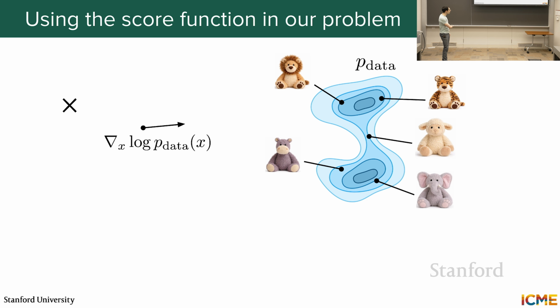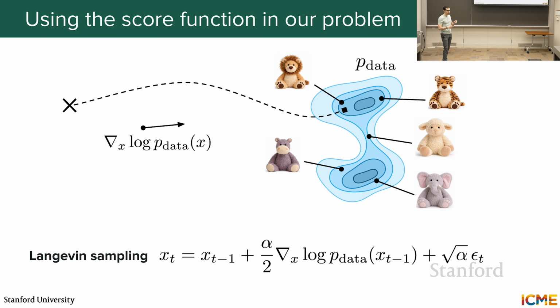So that's the reason why, let's assume we know the score, we would use a sampling method that is very commonly used, which is called Langevin sampling. And what that does is it not only allows you to go towards higher density regions of the space, but also has a stochastic term that allows you to explore the region a little bit.